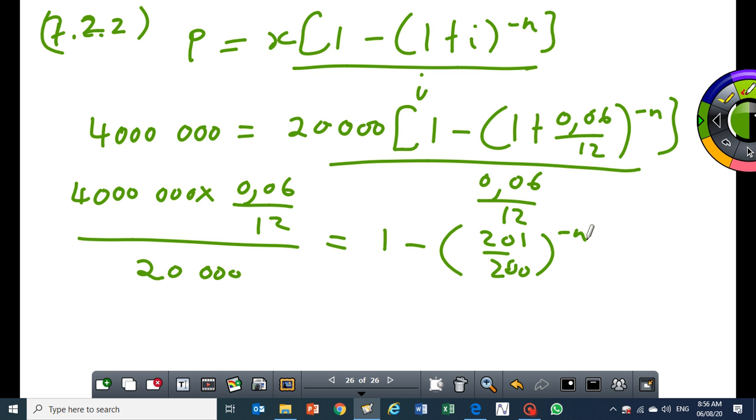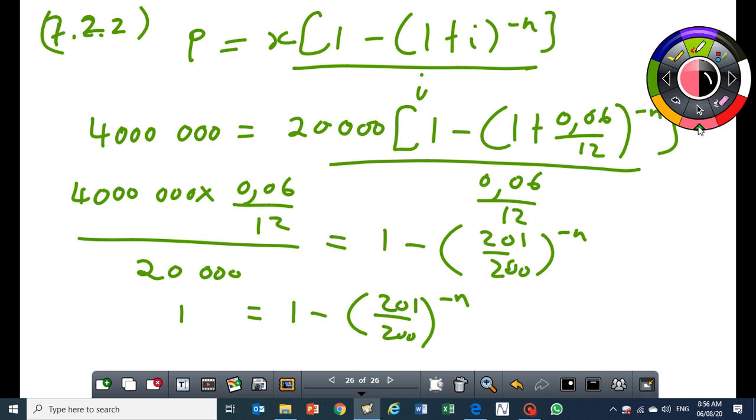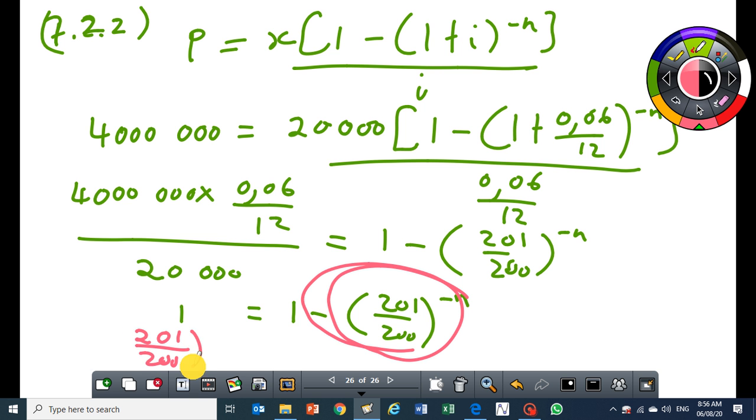So you get what here? 1 is equal to 1 minus 201 over 200 raised to the power of minus n. If I take that whole thing there, I'll end up getting 201 over 200 raised to the power of minus n is equal to 0. Okay. Now, if you want to simplify this, you obviously have to use logarithms.